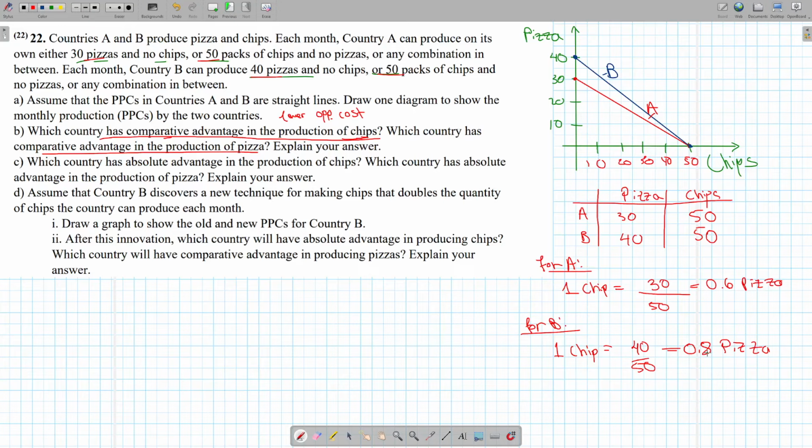So who does it cost less to produce chips? A. So who's going to produce the chips? A. Okay, so who's going to have the comparative advantage in the production of chips? A. Alright? Just like that. Now, which country has comparative advantage in the production of pizza?